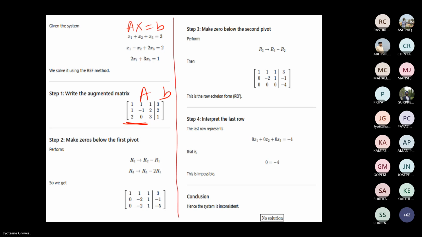Okay. Yes, unmute if there is any difficulty up to this point.